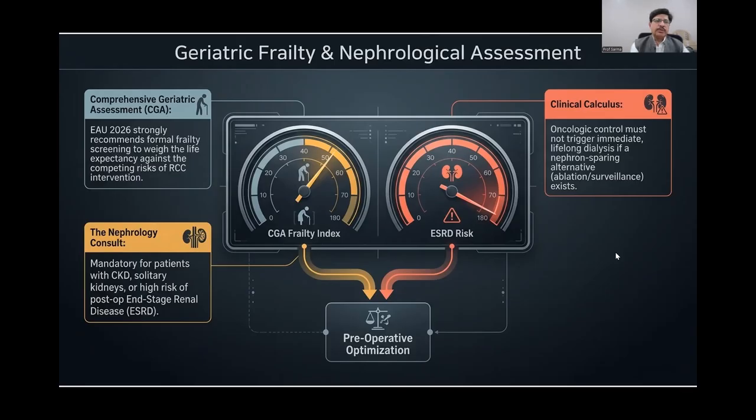The European Association of Urology 2026 strongly recommends formal frailty screening to weigh the life expectancy against the risk of RCC. Suppose a patient is very frail, he is going to live for 6 months or 8 months. Why do this useless surgery and shorten his life? You may as well not do that. Another patient is 40 years young, his CGA assessment is excellent. You can venture to do a little more aggressive procedure. Now, this is about the CGA. Who does it? The internal medicine people will do the CGA assessment.